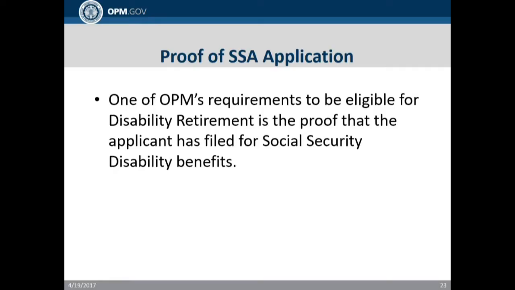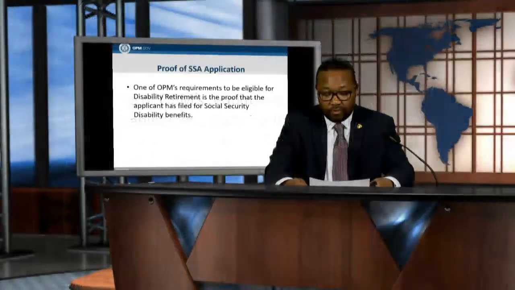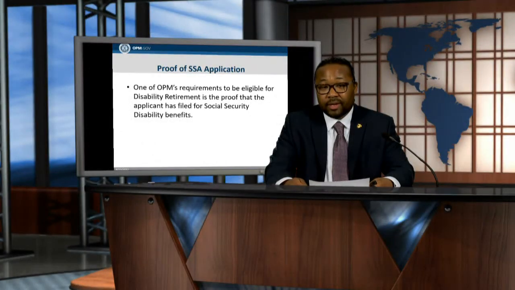And the reason why we need these actual forms or proof is because if an individual is approved for benefits and OPM is not aware that they're also receiving Social Security benefits, they could actually incur an overpayment with us. So it will have that impact on that customer.